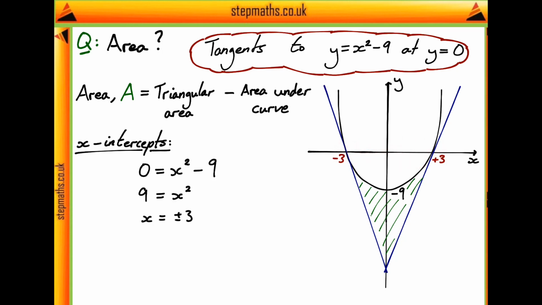Now to find the height of our triangle, we need to find the point at which our tangents intercept the y-axis. To do this, we need to think a bit about our tangents and find out something about them. We'll notice that they're straight lines, which are tangent to the curve at x is plus 3 and x is minus 3. So what we could do is consider the differential of our curve. Why would we do this?